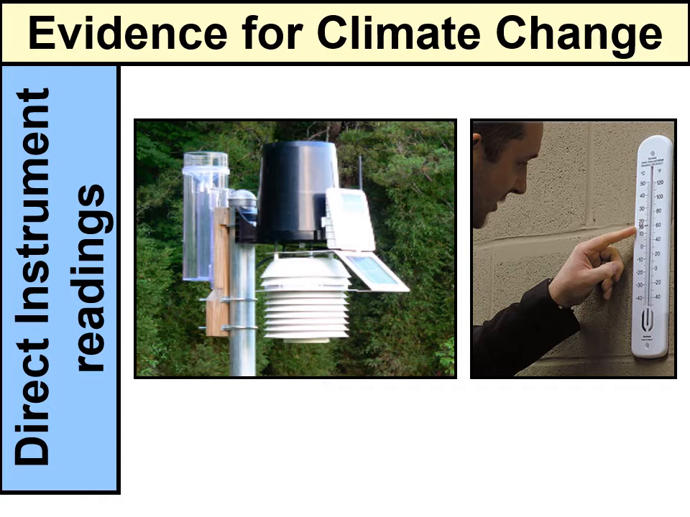Now, on the left hand side there, you've got a kind of technical weather station, so that takes all kinds of readings about the temperature, the rainfall, humidity and the wind speed, and they can be recorded electronically. But real serious electronic readings of the weather have not been taking place an awful long period of time, maybe 50, 60, 70, 80 years.